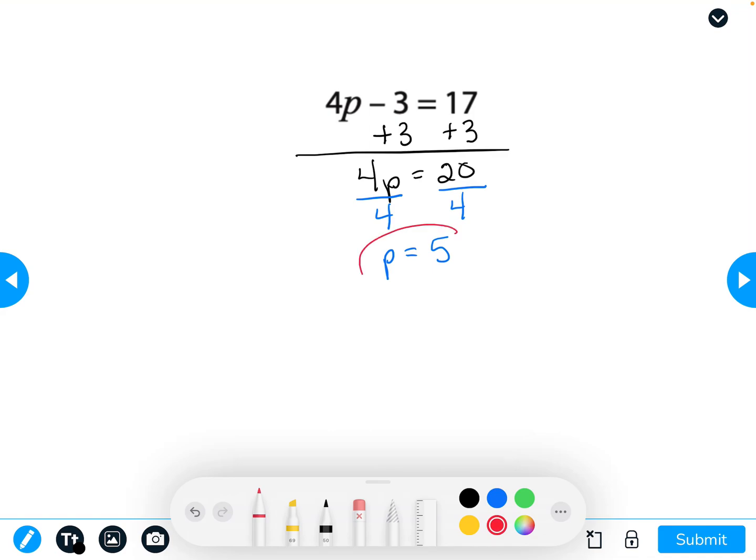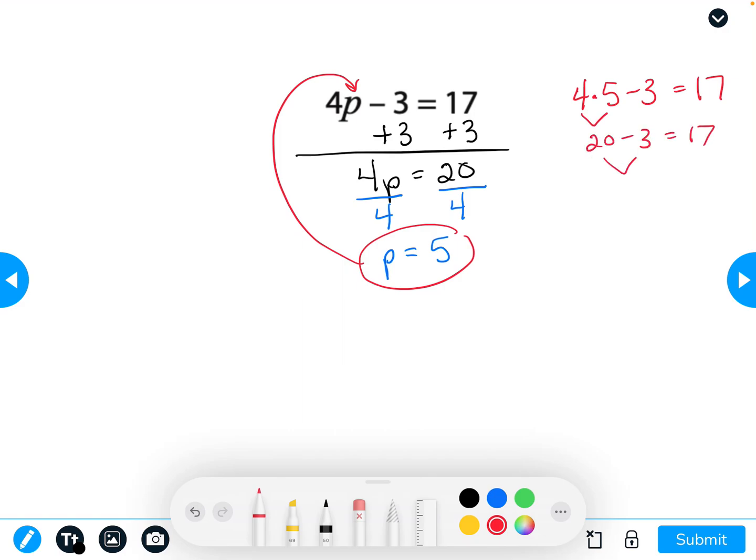To check it, I'm going to replace the p with a 5, substitute, and check that it's equal to 17. So 4 times p, which is 5, minus 3. Does that equal 17? I'm going to keep solving on the left. 4 times 5 is 20. 20 minus 3 is 17, and 17 does indeed equal 17. So I know I balanced my equation because both sides are equal to each other.